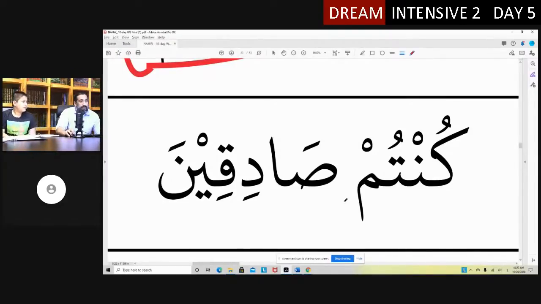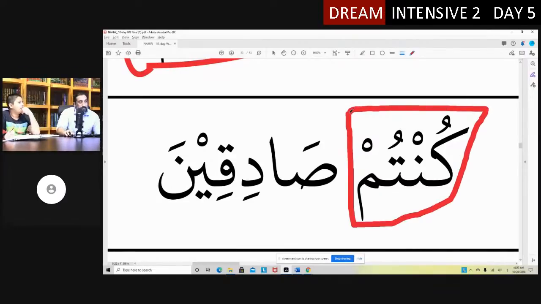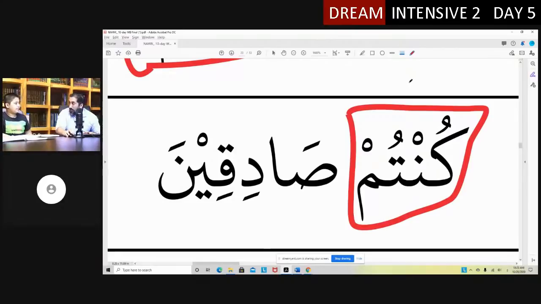Kuntum sadiqina. Kuntum. What status is it? Look at it, kuntum. Does it have an ending sound? No. Does it have an ending combination? No. So there's no sound and no combination. Is it a pronoun? Well, the pronouns are either antum or kum. The independent one is antum and the attached one is kum. Is it any of those? No. I didn't say tum is an option.